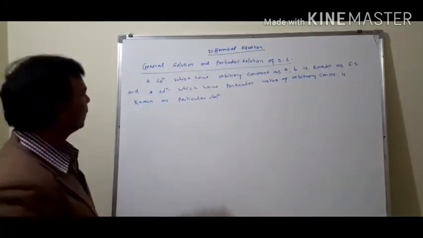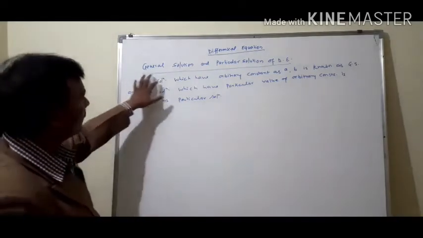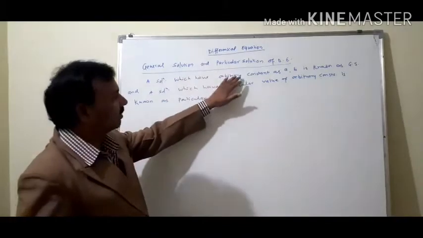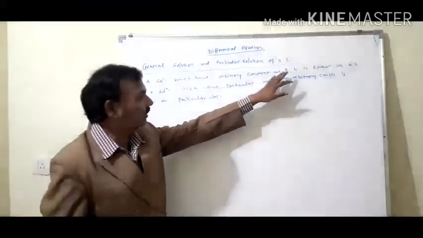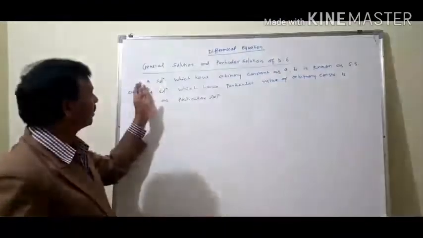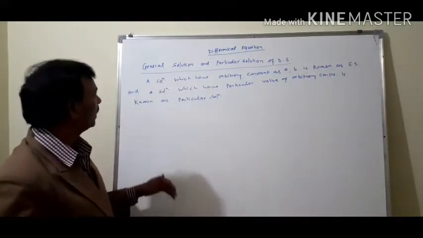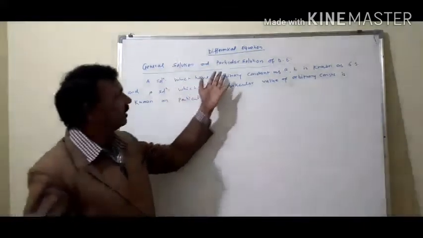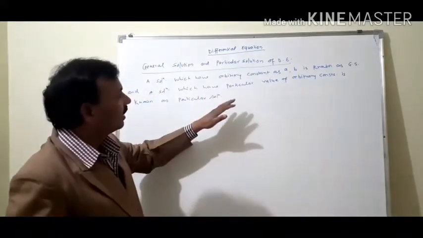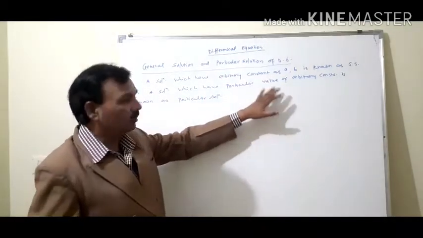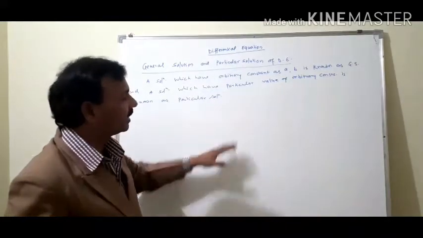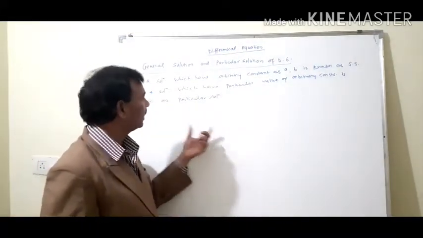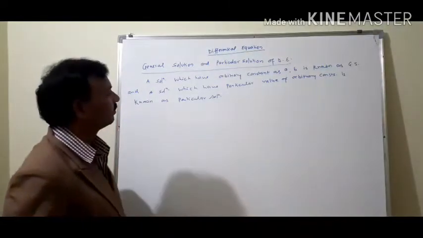That means if the solution of any differential equation contains arbitrary constants, then this type of solution is known as the general solution. And if a solution of any differential equation has no arbitrary constant, and in place of the arbitrary constants particular values are given, it is known as a particular solution.